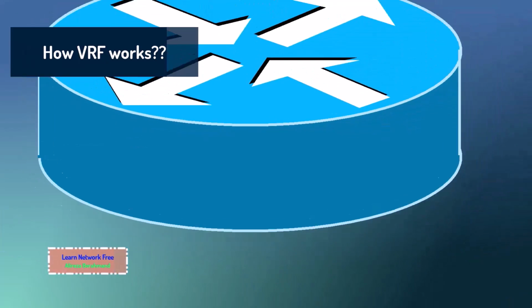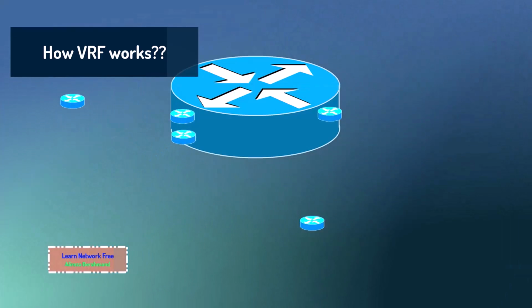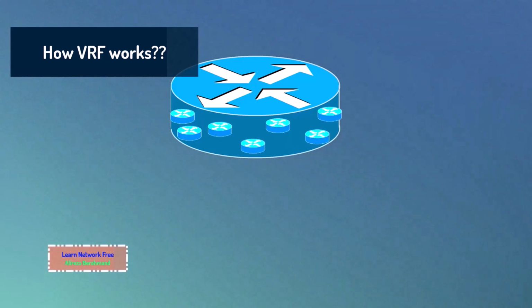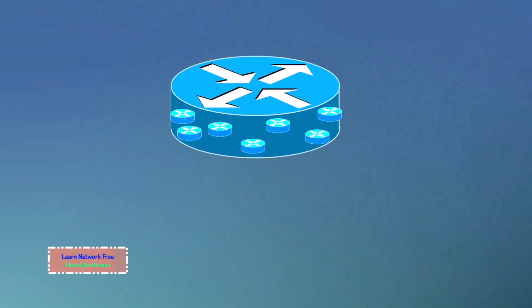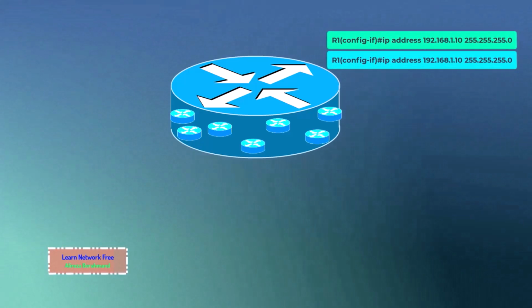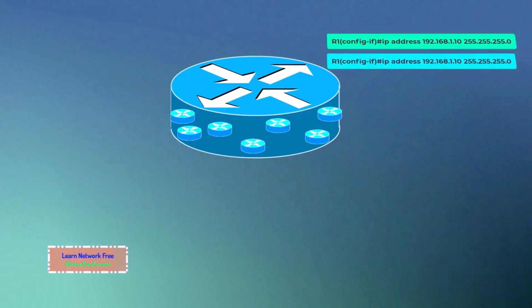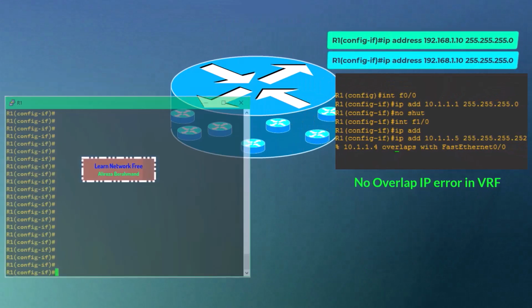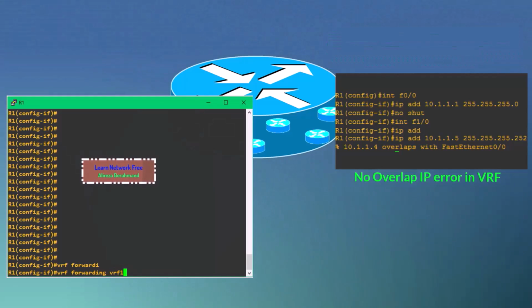How does it work? Imagine within a single physical router, there are multiple virtual routers. These virtual routers operate independently, as if they were separate physical devices. So we can have several routers in one physical router. And that might be surprising for you if I say that you can have the same subnet mask and even the same IP address on each interface and sub-interface, and it doesn't give you an overlapping IP error if you assign the interface or sub-interface to the VRF, which is absolutely astonishing, guys.